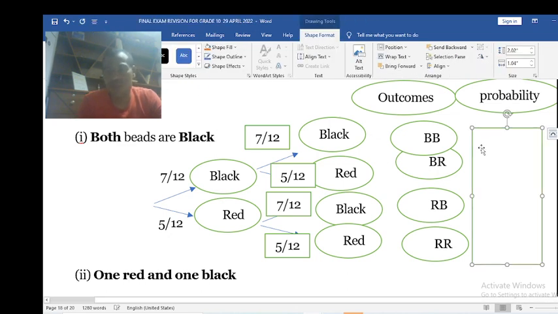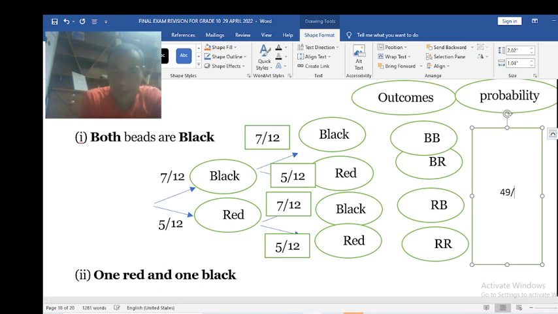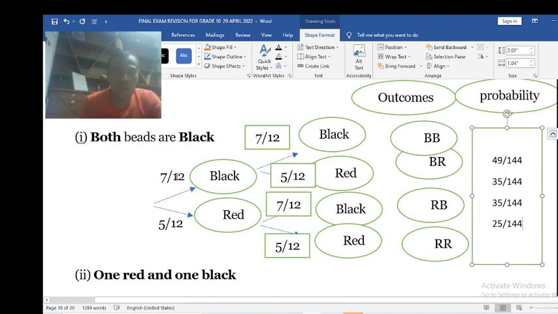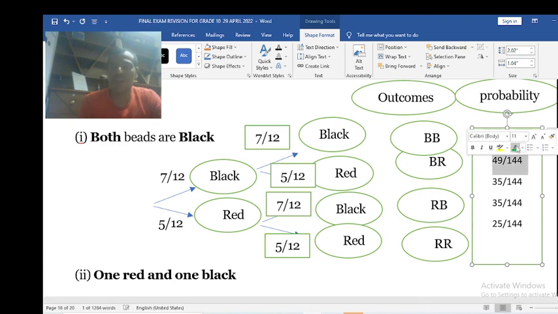So the first one is 7 by 7, 49 divided by 144. The next one is 35 divided by 144. The third one is 35 divided by 144. And the last one is 25 divided by 144. We're going to multiply their branches. So here the question is both are black. Both are black means 49 divided by 144.